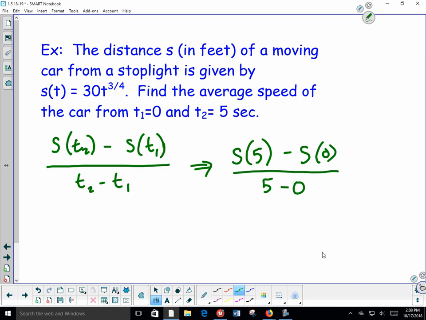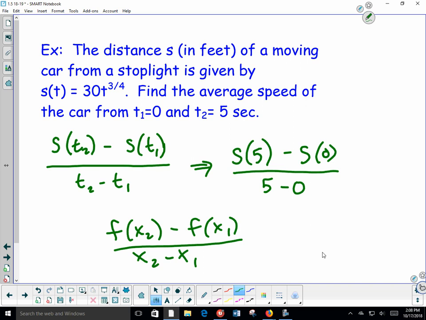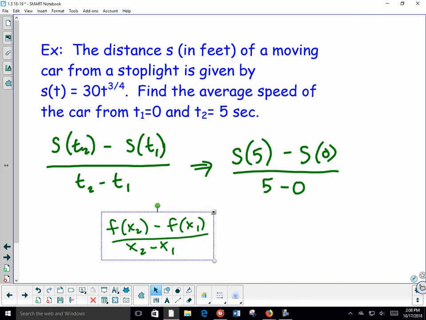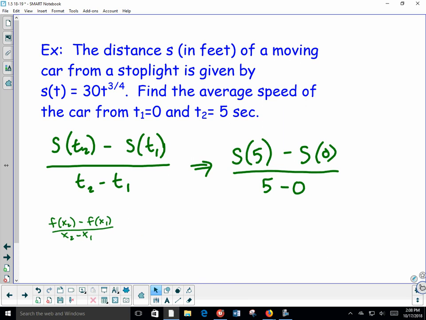Nora? How did you know whether to use s of t or t sub 2 as the x value, like x2 minus x1? Because I just used s and t instead of f and x, right? It's the same formula, I just used t's instead of x's, and I used s instead of f. Is this okay? Yeah. All right.